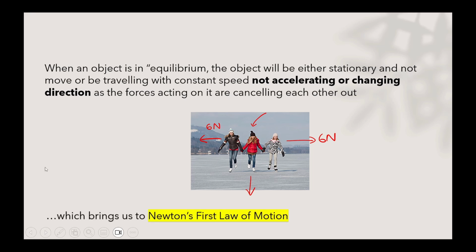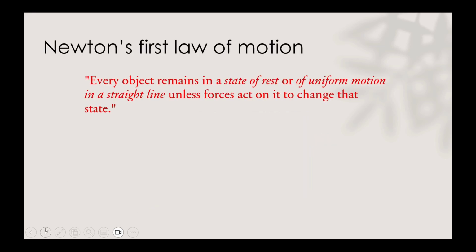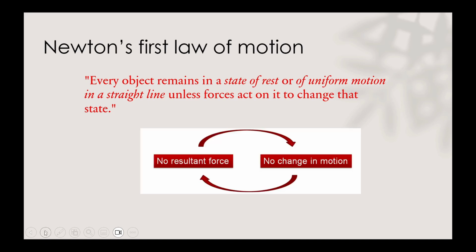And that leads us on to Newton's first law of motion. With Newton's first law of motion, every object remains in a state of rest or in uniform motion in a straight line unless forces acting on it change that state, which is represented by this little flow diagram. So if there's no resultant force, there is no change in motion, and if there's no change in motion, you can fairly assume that there is no resultant force.